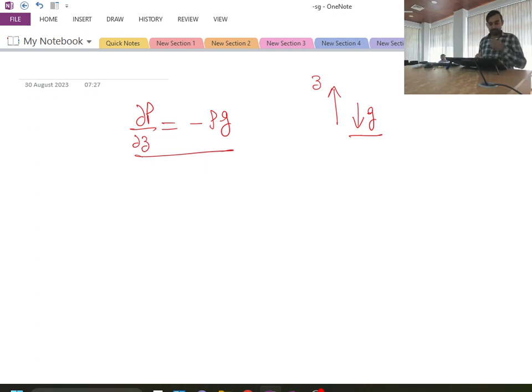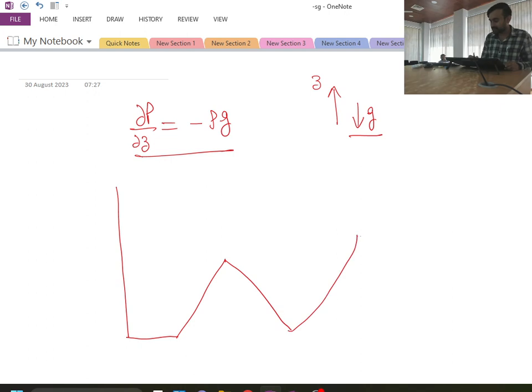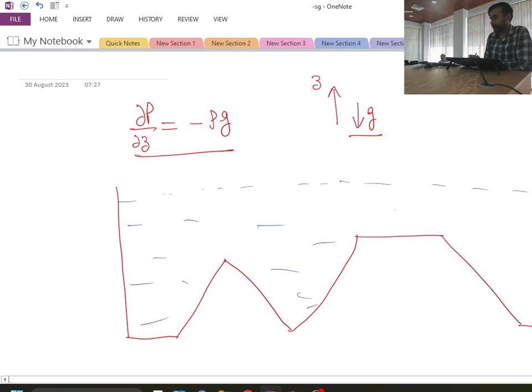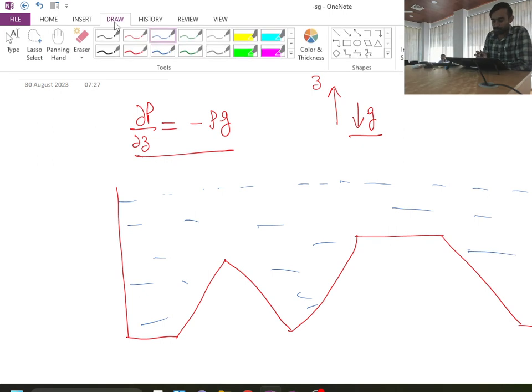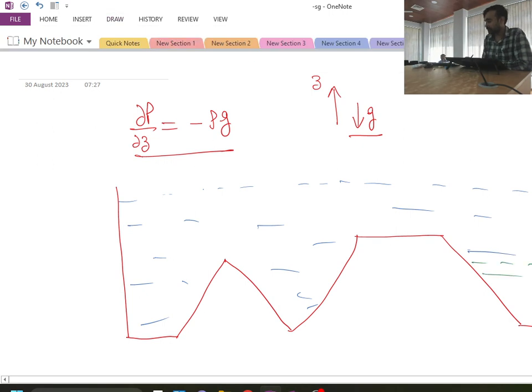So now what we can see from this is that if I have any randomly oriented structure, and in that structure I want to measure the fluid pressure, say this is some structure and it is completely filled with water. But one portion of this is filled with some other fluid. Say here we have mercury, and above it we have water.